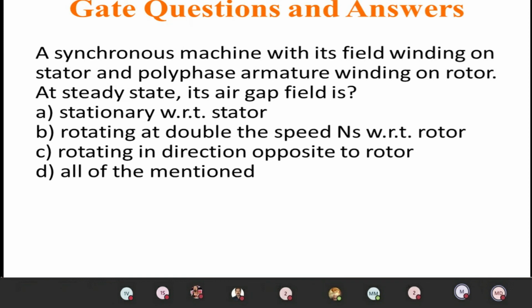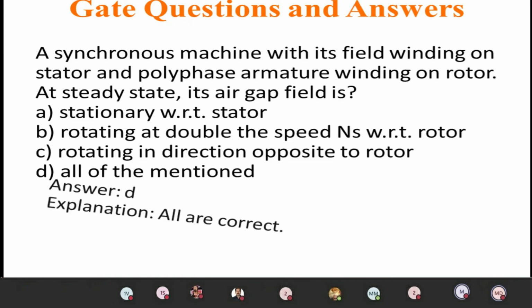Synchronous machine with field winding on stator and polyphase armature winding on rotor. At steady state, its air gap field is stationary with respect to stator, rotating at double the speed of ns with respect to rotor, rotating in direction opposed to rotor. All of them are mentioned, so all are correct. So D is the correct answer.